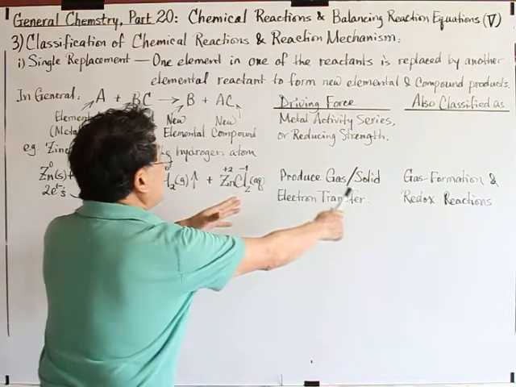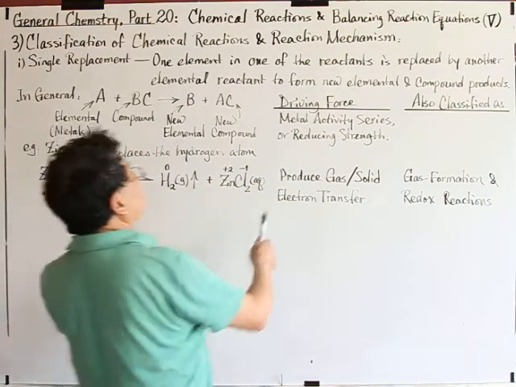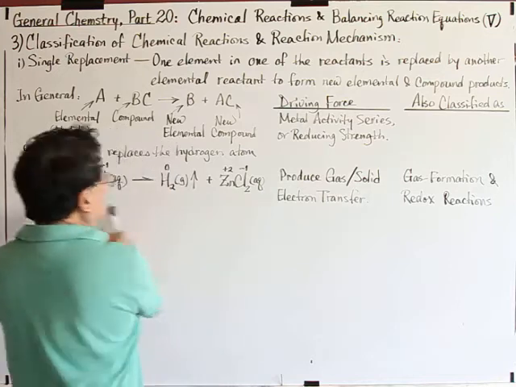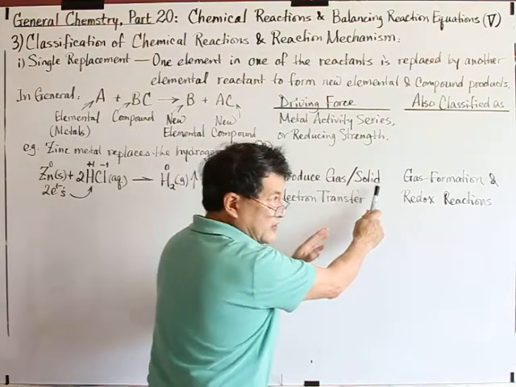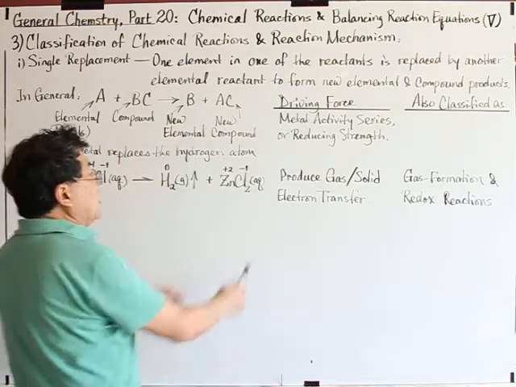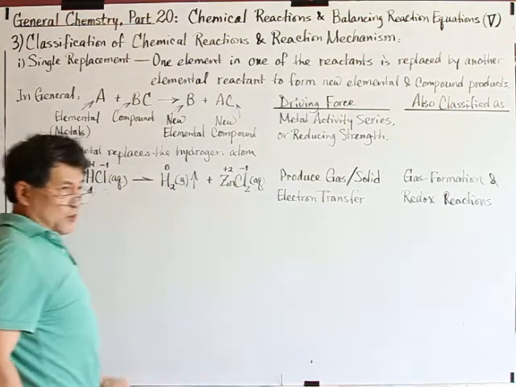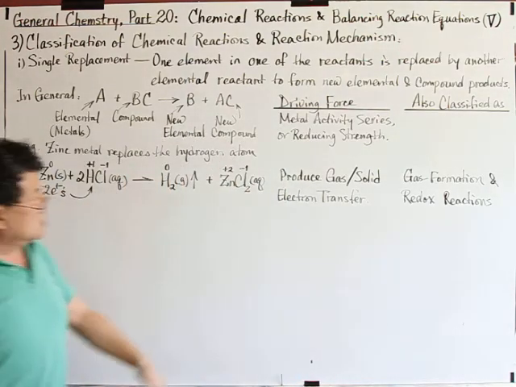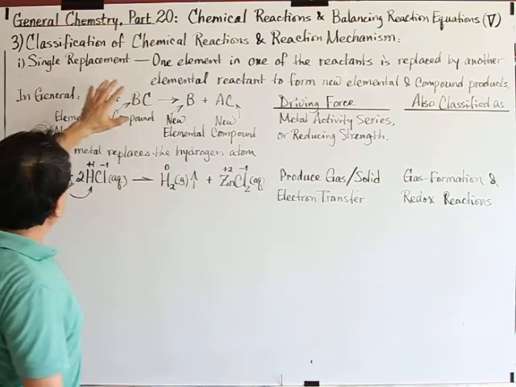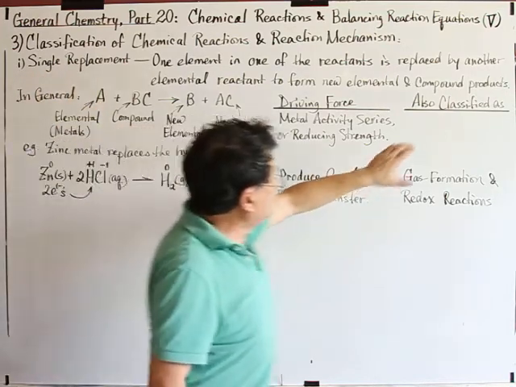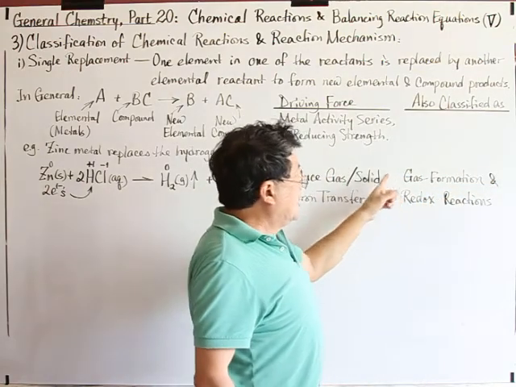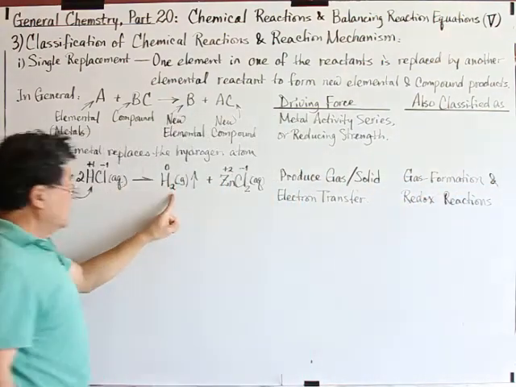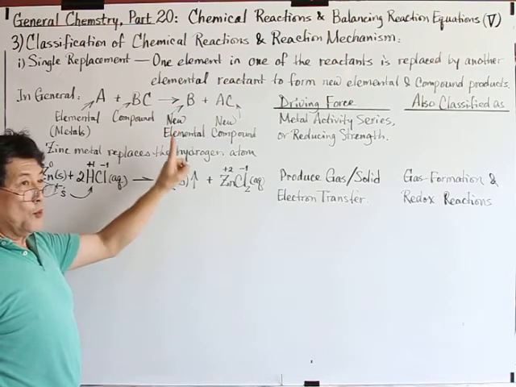So the driving force, right, in this particular case, is to produce gas or solid. We've got another example for solid. And also the electron transfer is a driving force because of redox. So this reaction, called a single replacement reaction, can also be classified as another type. We call it what? Gas formation. What is gas formation? Hydrogen gas. The arrow pointing up means what?